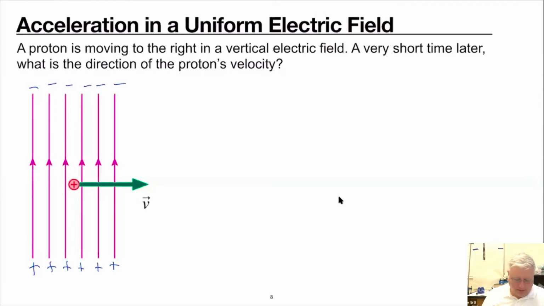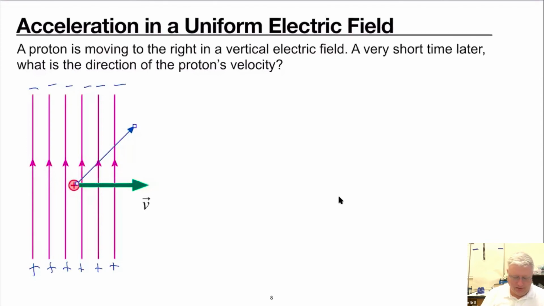Okay, so if it goes through here, what's it going to do? It's going to repel the positives and attract to the negatives. So it's going to do something like this. That might be the direction of the vector. You know, it'll actually follow a parabolic path now, though.